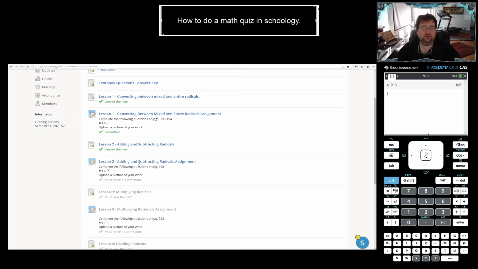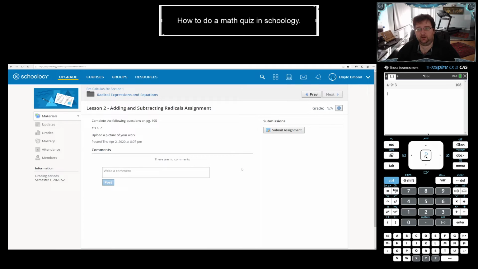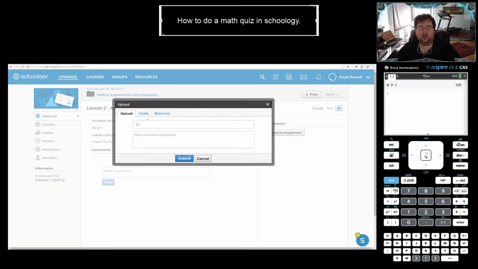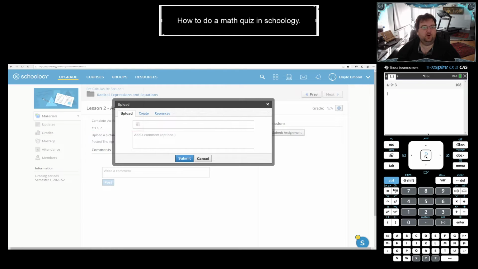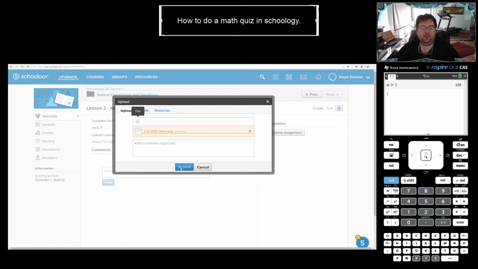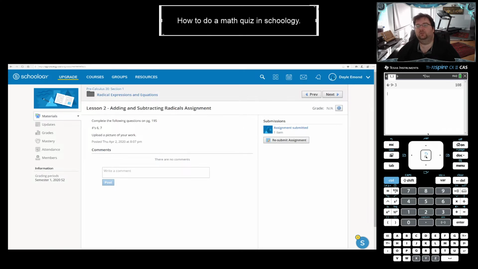Here, this one I haven't done, lesson 2 homework. I'm going to click it. I did this on page 195, questions 6 and 7 that correspond to the lesson. And then I'm going to come in here and upload a picture of my homework. I'm going to take a picture with my phone of my homework, create an image in my phone and find it. There's the homework, and I'm going to upload this and submit it. And there I have submitted my homework.